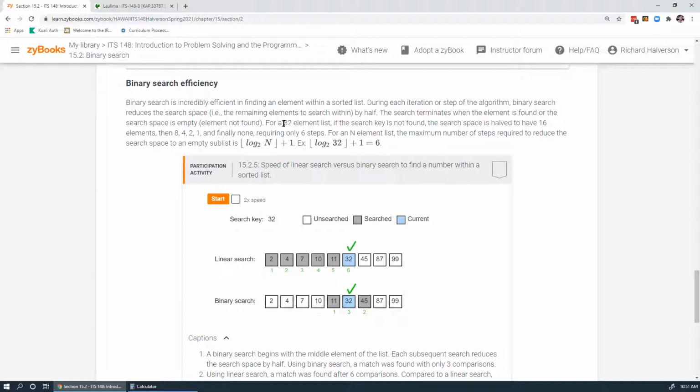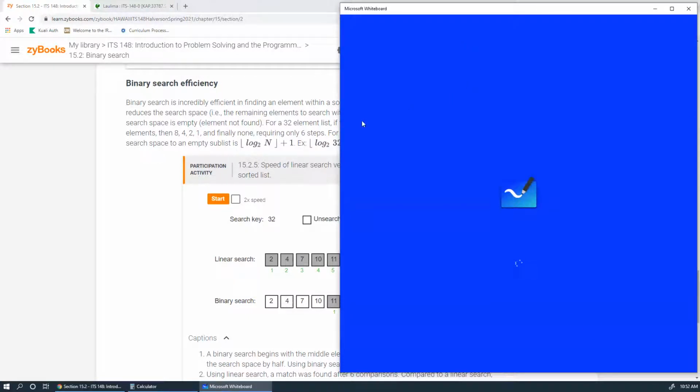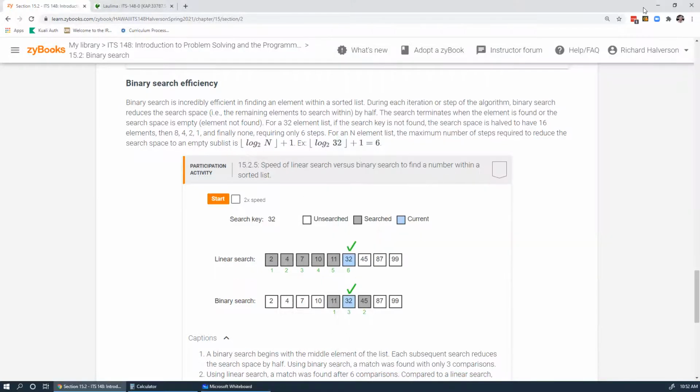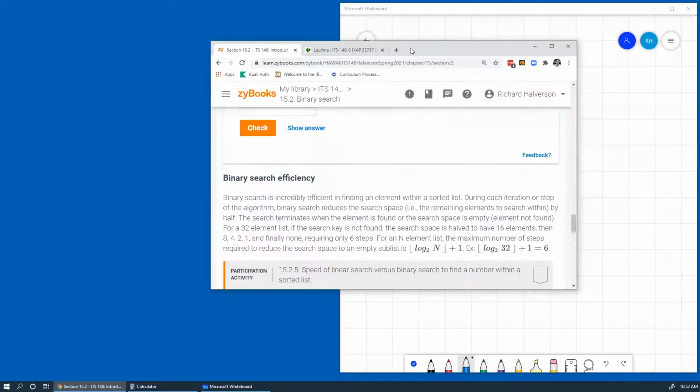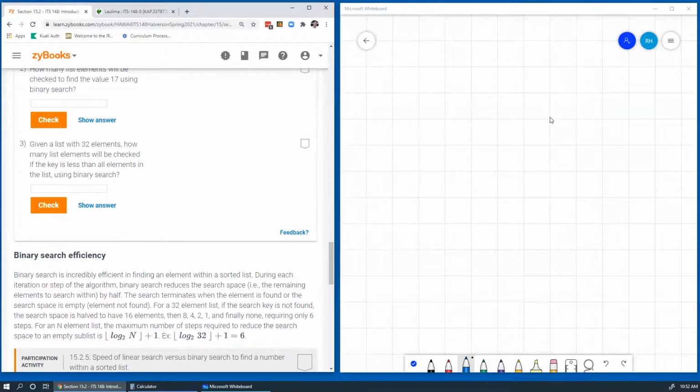So if we have 32 elements, let me put up my whiteboard here. So I'm only going to try to get to the beginning of the sorting section today.